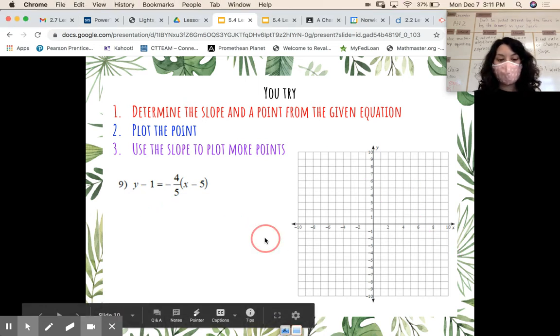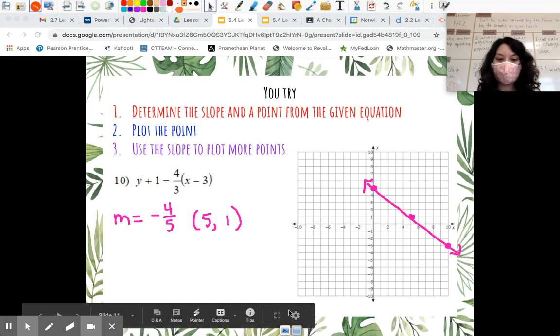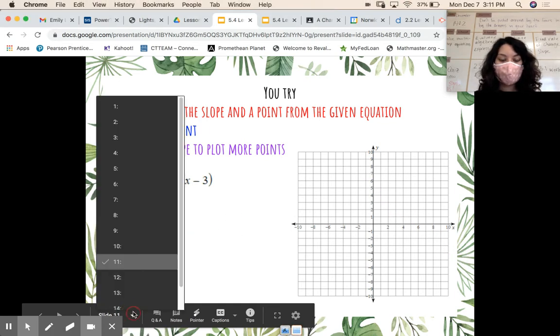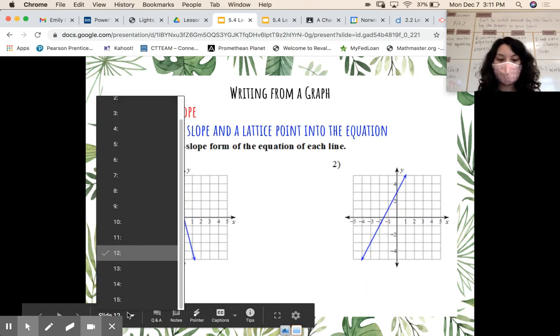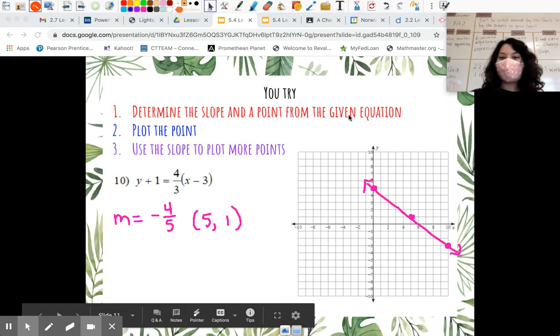I think there's one more. Yes, there is. Number 10. Is this the last one, actually? Oh, no, there's more. There's a long one. Whoopsies. So give number 10 a try.